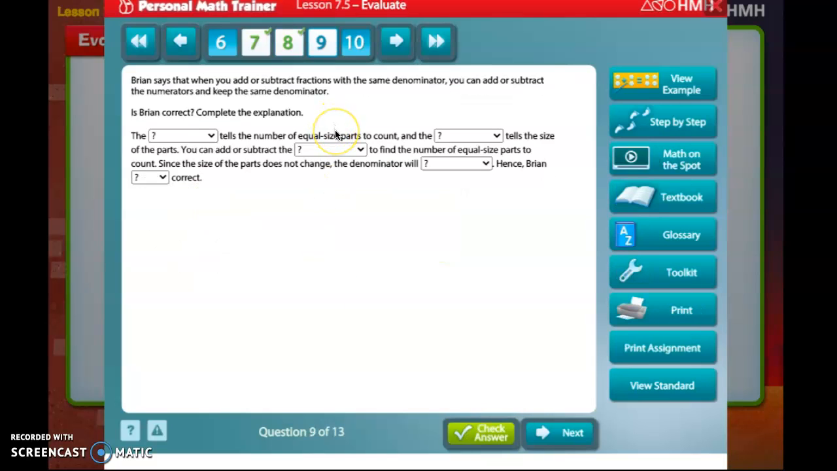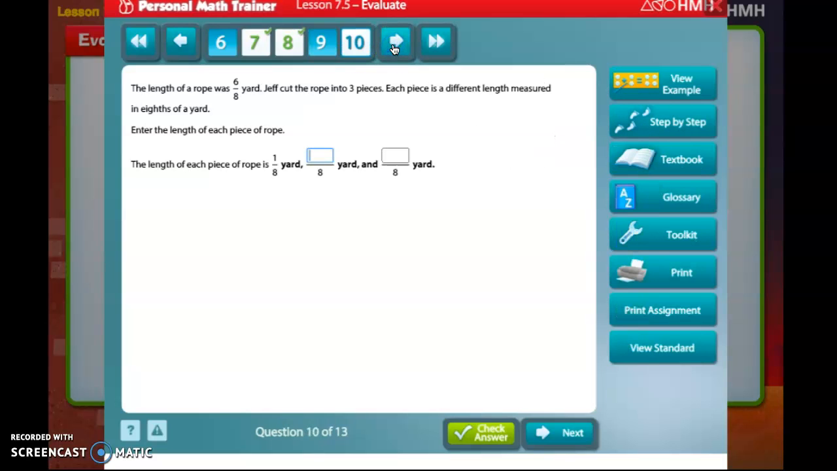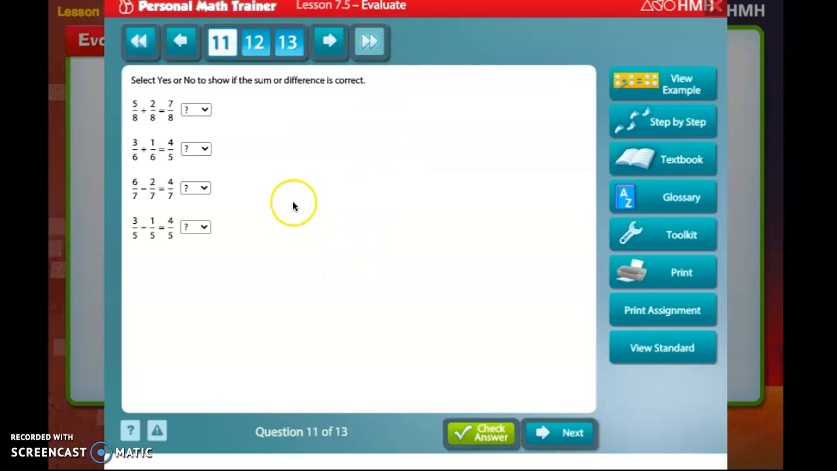So you could go back to your last math trainer to figure this one out. So all you're going to do is rewind this video. We already did this question. Again, we did this one in the first math trainer. Here's a few addition and subtraction problems. You have to tell me whether the sum or difference is correct. So you just click down, press yes or no.